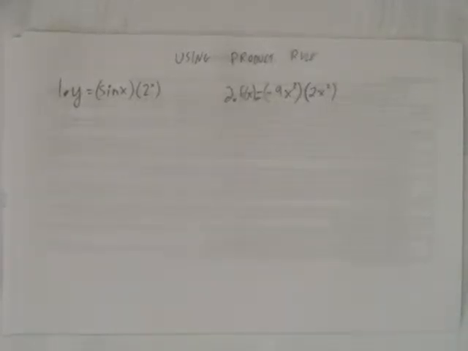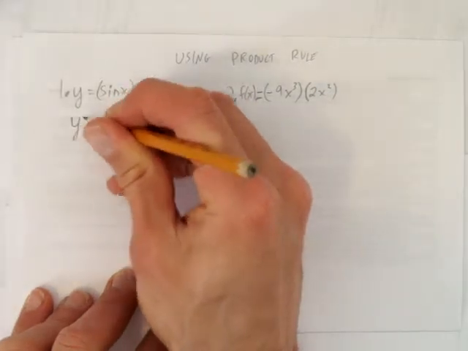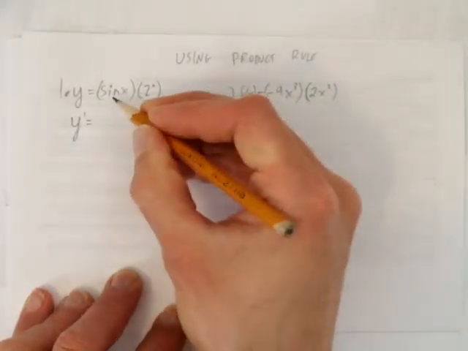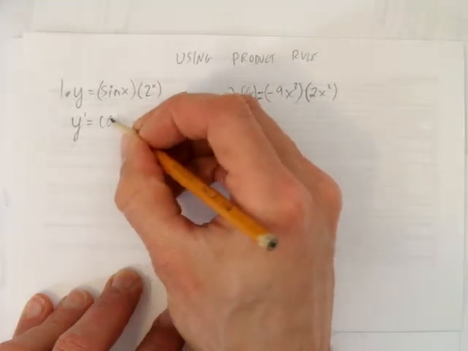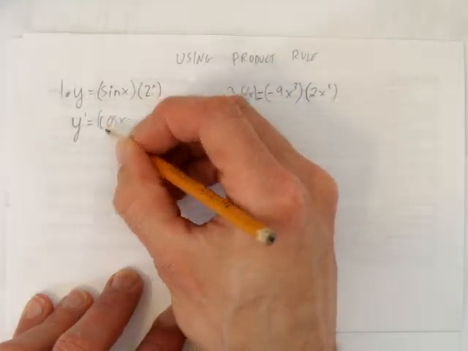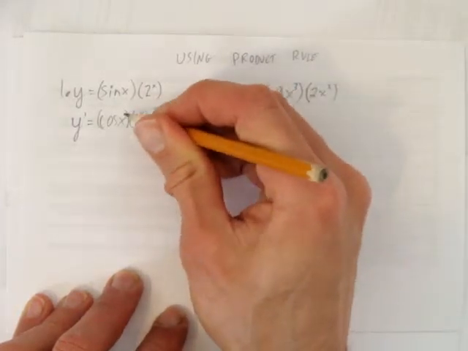In this video, we'll look at using product rule. So the first question is y equals sine x times 2 to the power of x. When you're using product rule, you take the derivative of the first thing. So in this case, the derivative of sine x is cos x.